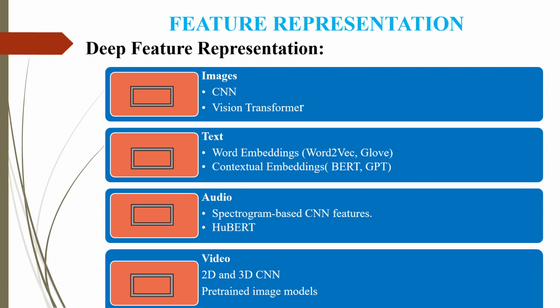Similarly, for the deep feature representation, for extracting the image features, we have the vision transformer and convolutional neural network. For extracting the textual data, we have word embeddings and contextual embedding methods. For extracting audio, we have spectrogram-based CNN features and the HuBERT algorithm. Similarly, for extracting from video, we have 2D and 3D convolutional neural networks, and we have several pre-trained image models.